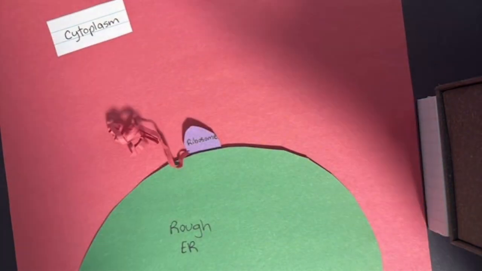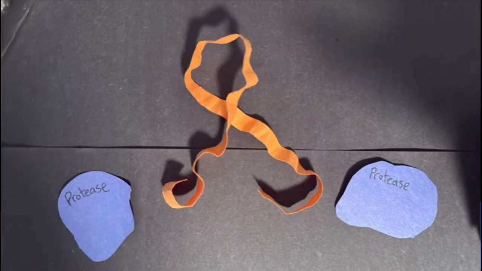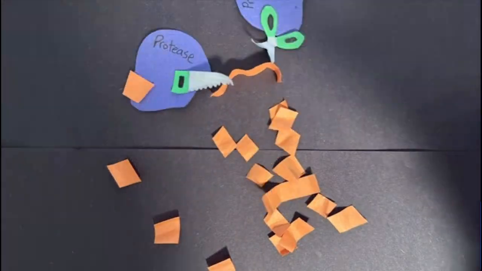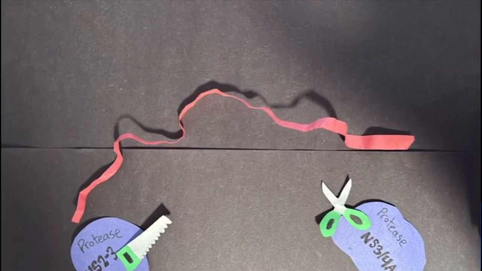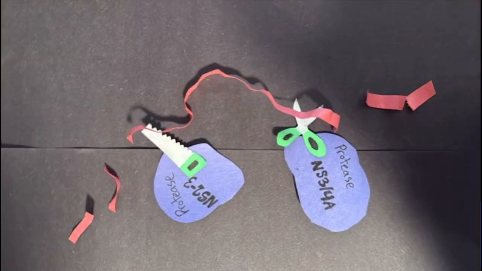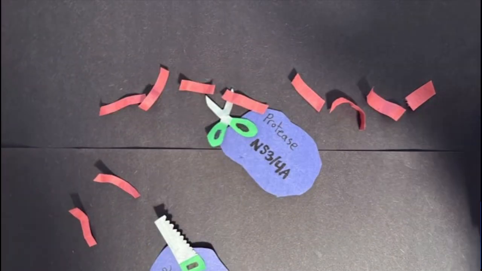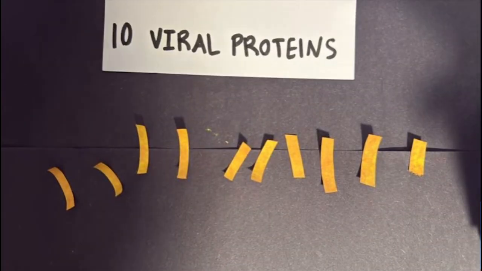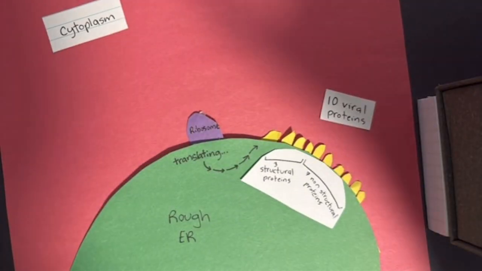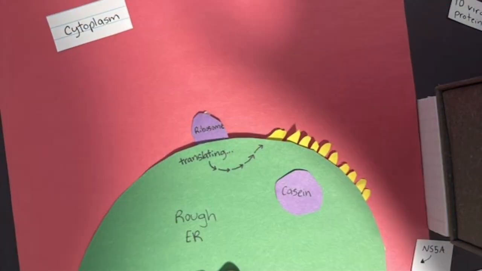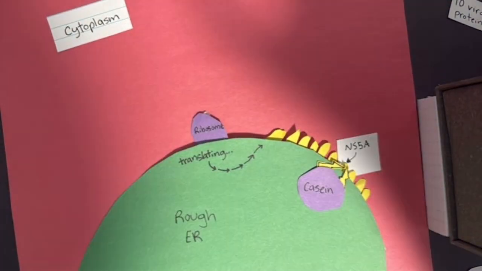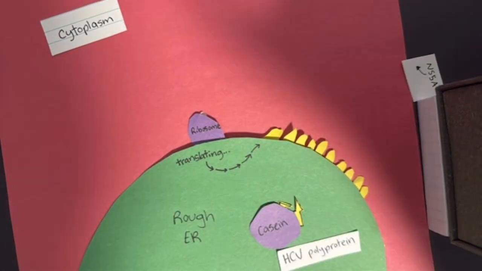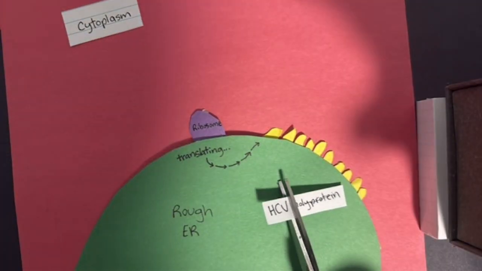The ribosomes along the surface of the rough ER translate the message held by the RNA, converting it into an HCV polyprotein. Enzymes that break down proteins and peptides, called proteases, specifically the NS2-3 protease and the NS3-4A serine protease, break the HCV polyprotein down into 10 viral proteins. A kinase inside the host cell, called casein kinase 1-alpha, phosphorylates NS5A, which switches HCV from replication mode to assembly mode.